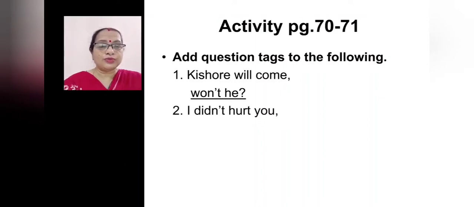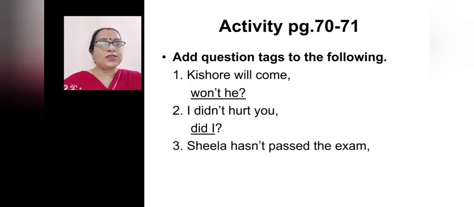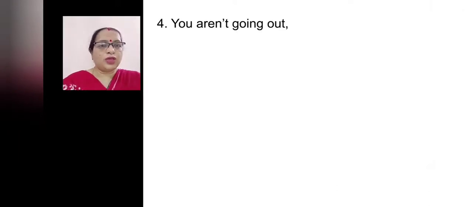Now, second sentence. I didn't hurt you. It is a negative statement. So what will you write? Yes. Did I? Third sentence. Sheila hasn't passed the exam. Again it is a negative statement. So what will you write? Yes. Positive. So, has she? You aren't going out. Negative statement. So what will you write for the question tag? Yes. Positive. So, are you?